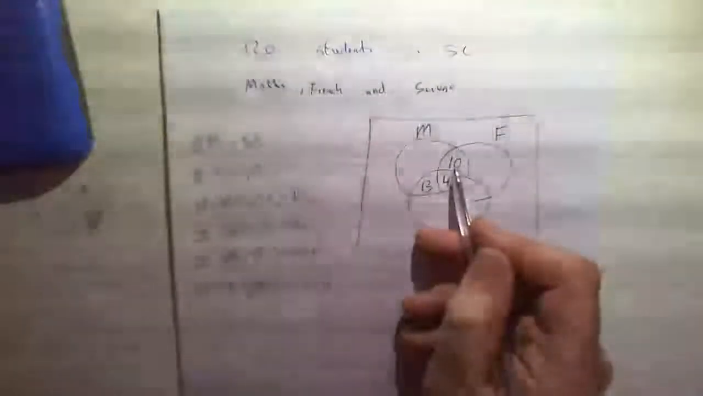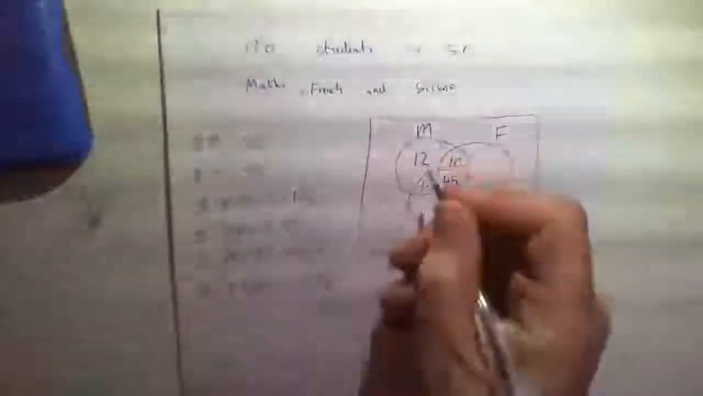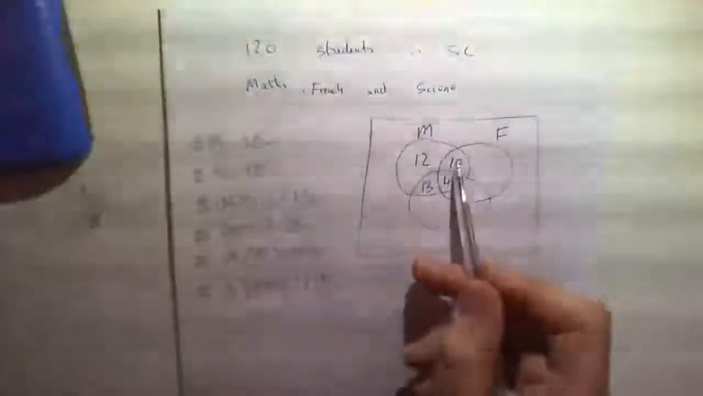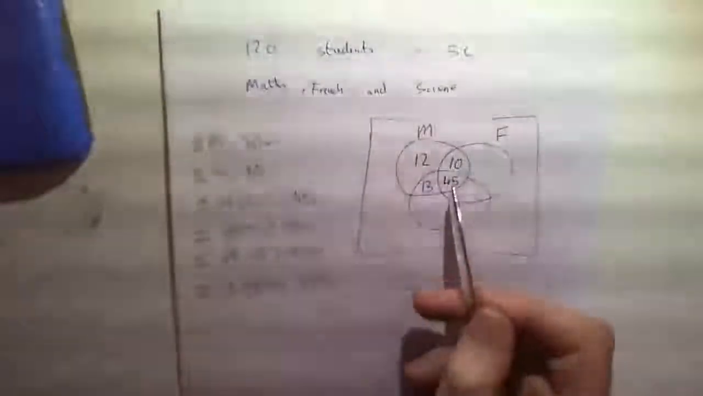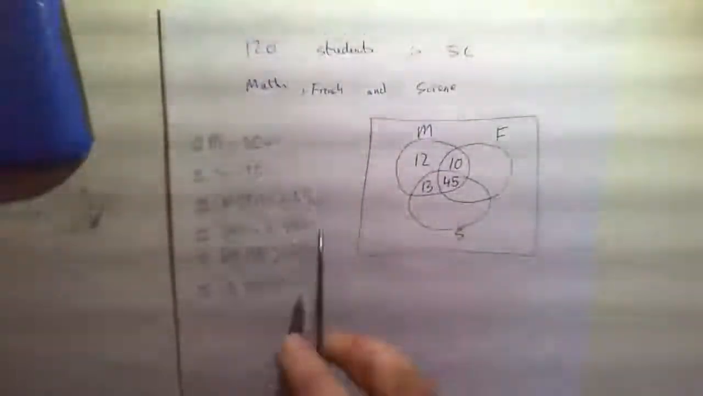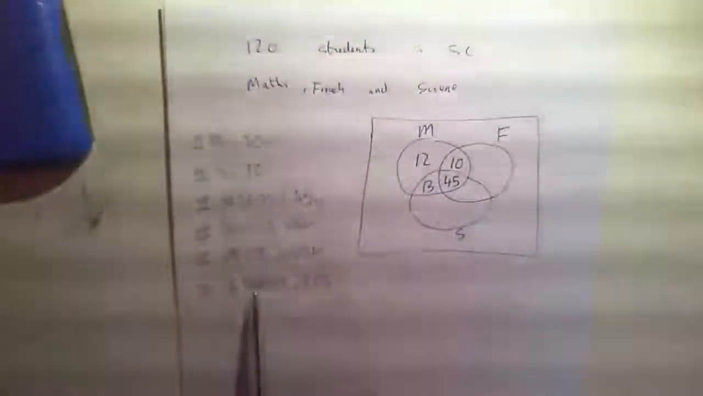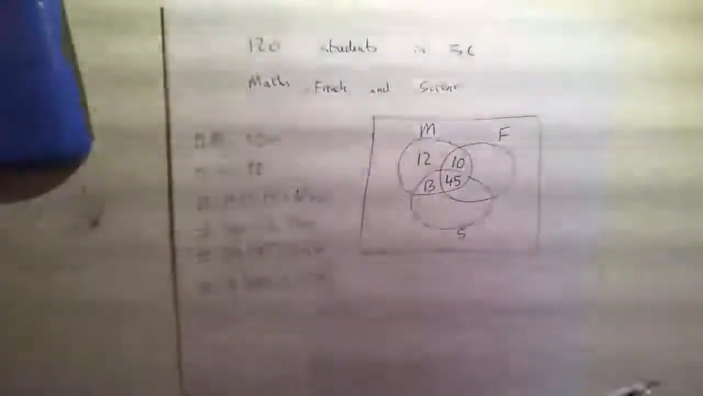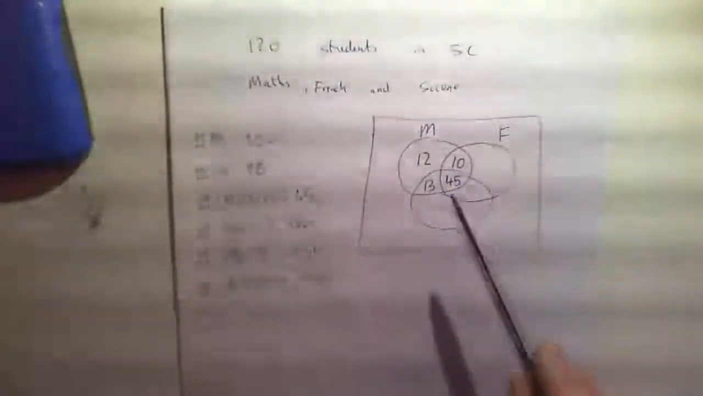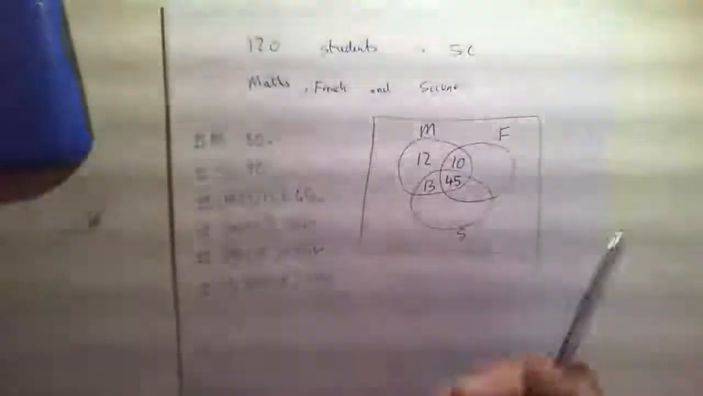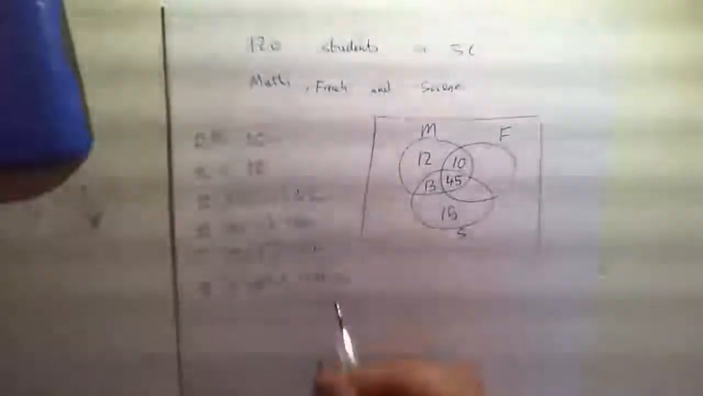Okay, so what other information? I have science, and I have science less maths union French. So there's science, but when I take out all the maths and all the French, that gives me just this area here. So that's 15 people. And now they tell me that the science is 90. If the science is 90, I already have 45, 58, 73. I must have 17 people here.